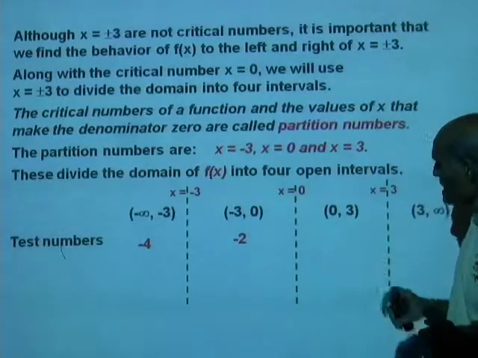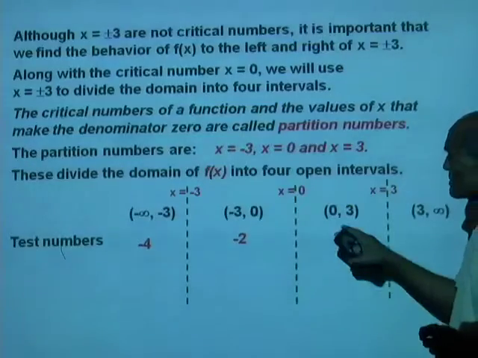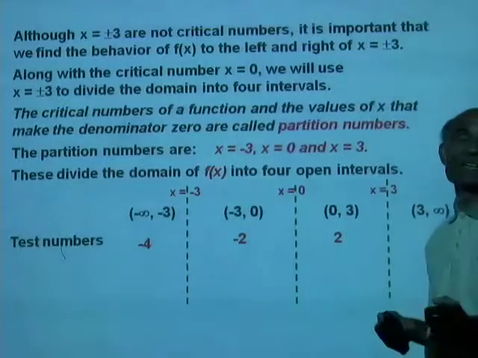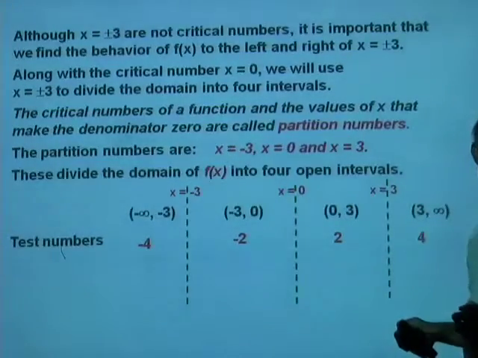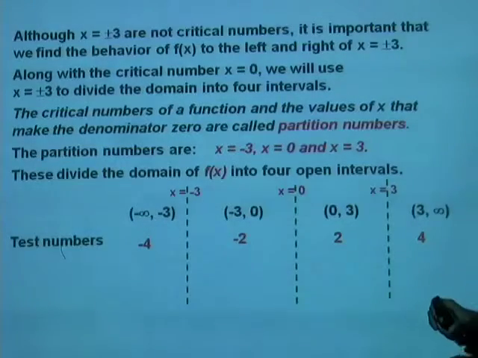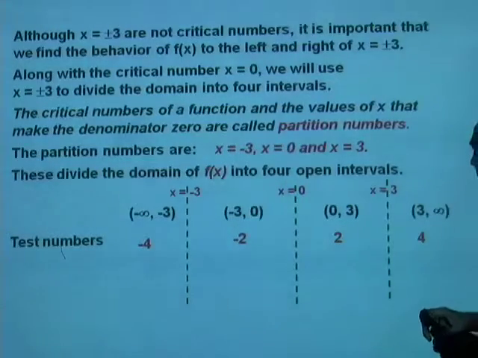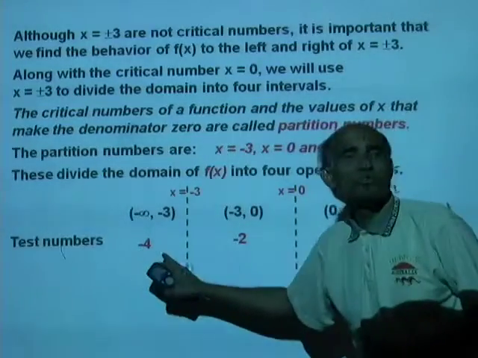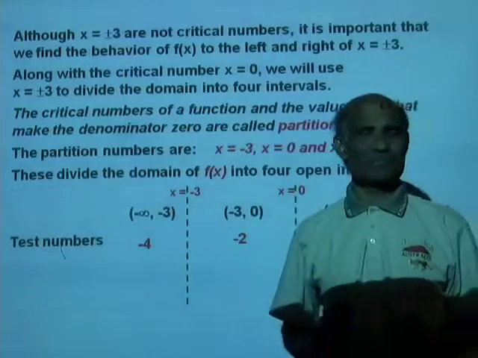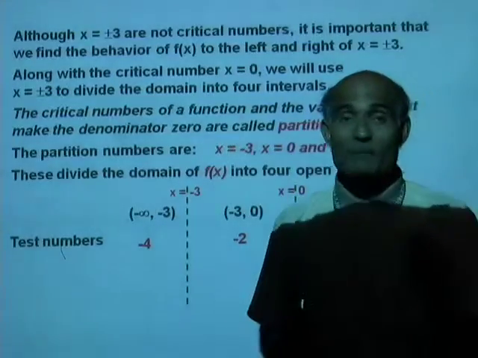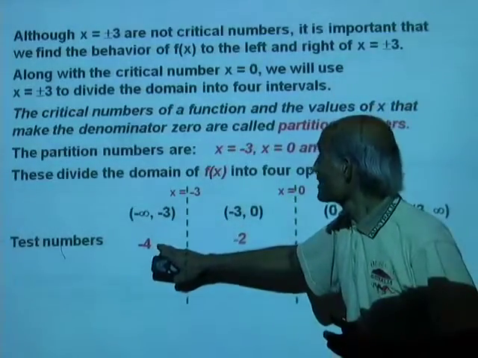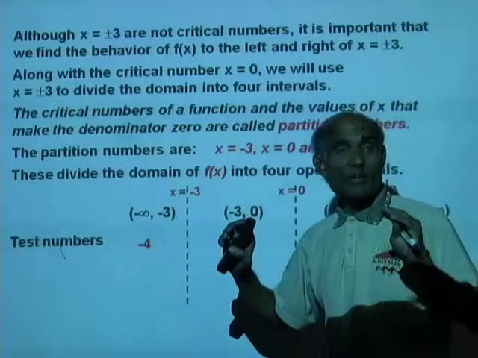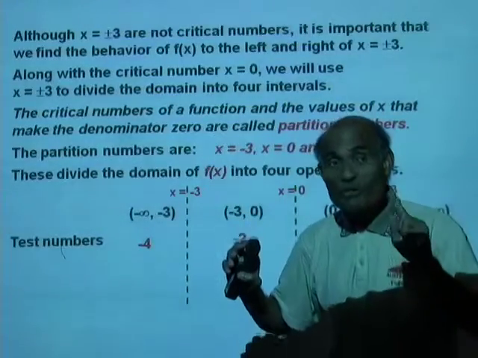Alright, a test number in the next interval, 0 to 3, is 2. And on the last interval, from 3 to infinity, the test number is 4. Alright, why did we choose these test numbers? So that these numbers can now be put in the expression for the derivative.